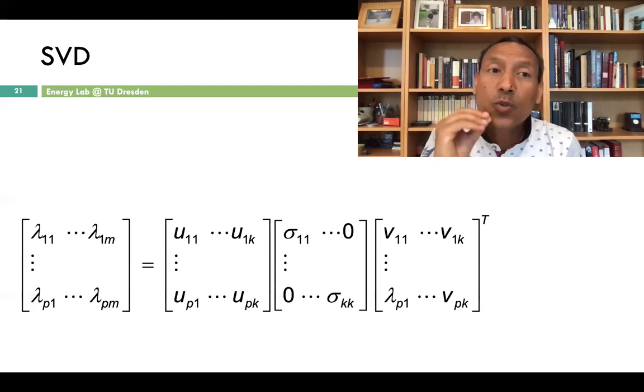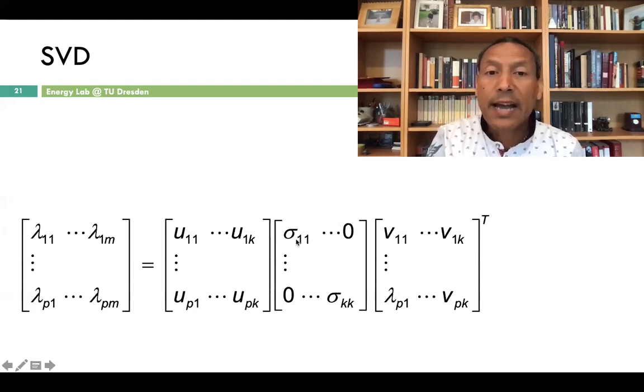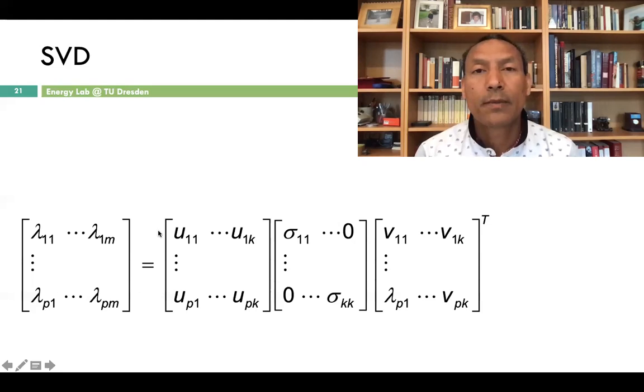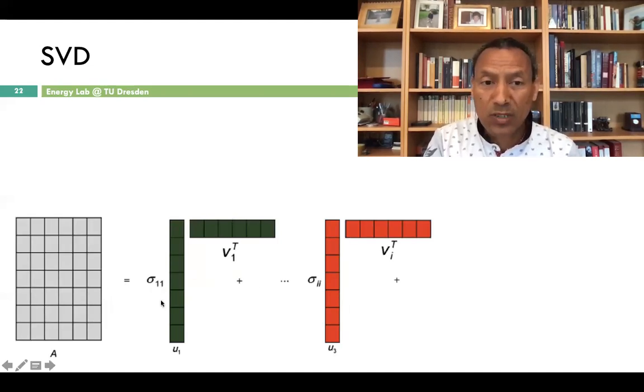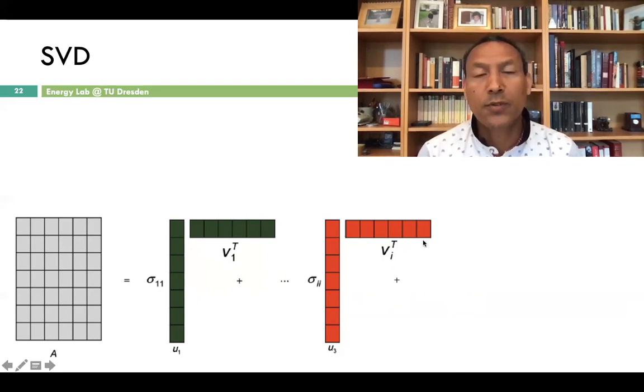So the usefulness of SVD is that it assigns singular values to the basis vectors. So now the original matrix can be described like this: sigma 11 times the cross product of U1 and V1, plus sigma ii times the cross product of the i-th column of the U matrix and the transpose of the i-th column of the V matrix.